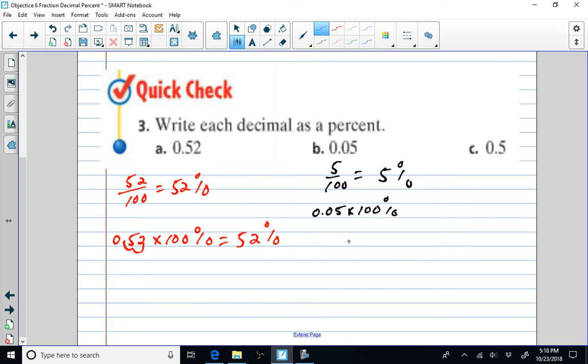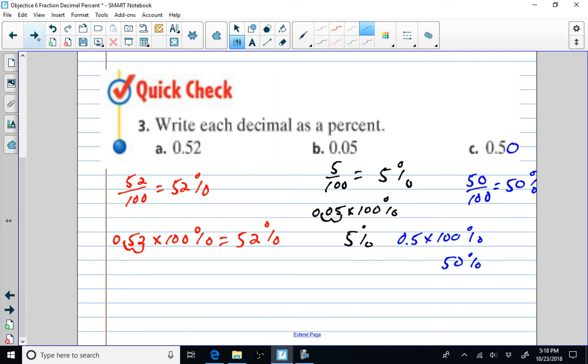It means I'd slide the decimal point 2 places right. That's going to give me 5%. This is 5 tenths, which is the same as 50 hundredths. Right, 50 hundredths is 50 out of 100. Which is 50%. Or I take my 5 tenths, I multiply by 100%, and that's going to give me 50%.